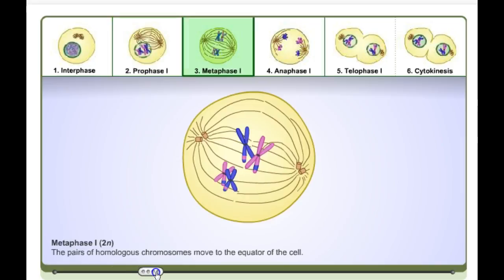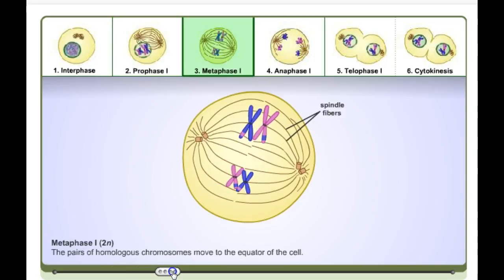The next phase is metaphase 1. What you see here is we have spindle fibers that form in the cell. The spindle fibers arrange these chromosomes so that they're aligned in the middle of the cell, and that's why we call it metaphase. It's in the middle of the cell. What you see here is pairs of homologous chromosomes. Remember, those are the chromosomes that have the same genes, one from your dad, one from your mom. And you see that they have paired up next to each other.